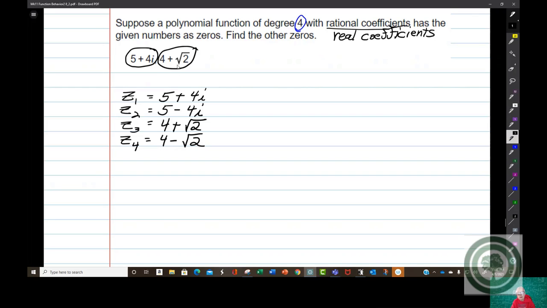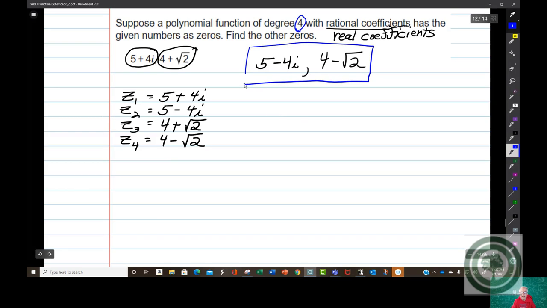So you're given these two zeros. All it says is find the other zeros. So in the answer box, you're going to put 5 minus 4i, lowercase i, and 4 minus the square root of 2. And that will be what you type in the answer box. And you'll be told, good job.